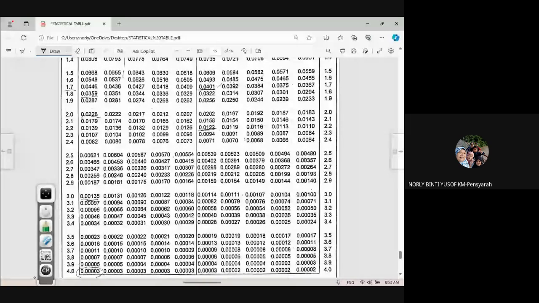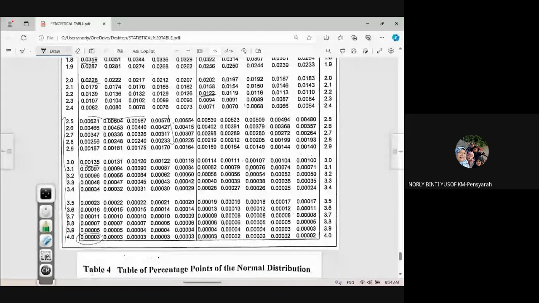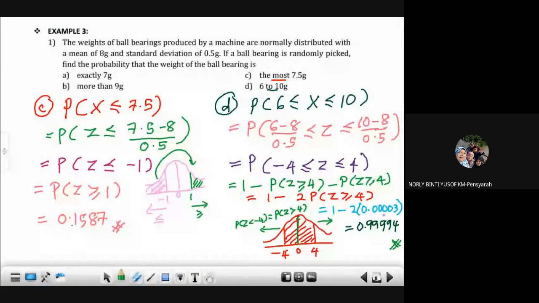Kalau you tengok kat sini ni masih 4 tempat perpuluhan. Bila masuk 2.5 dia dah jadi 5 tempat perpuluhan untuk nilai yang ini. So nanti bila you buat working step tu, bila tekan calculator, 5 lah tempat perpuluhan. Sebab kalau you round off nanti jawapan you salah lah kan. So kat situ kena hati-hati. Sebab kita ambil daripada table tu adalah 5 tempat perpuluhan dia. Untuk 0.00003. So the answer is 0.999994. Okay, that is for example 3.